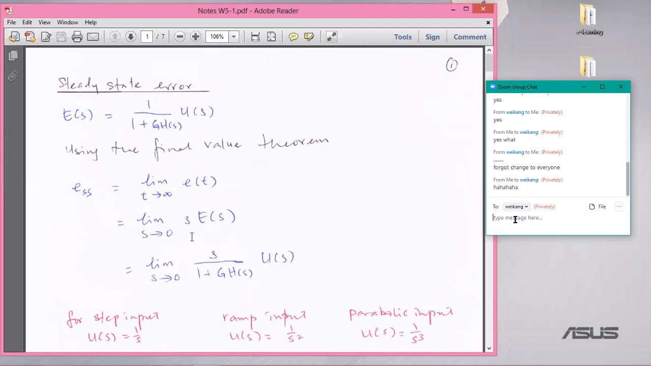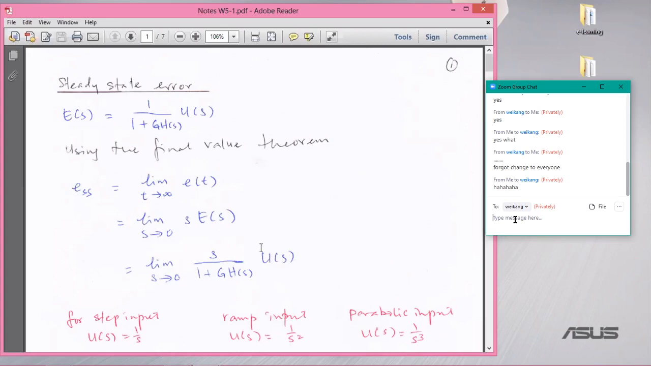We can now substitute E of s by this expression. Just substitute in this definition, and then we get this. This is now the steady state error in time domain. So you take the limit as s approaches 0 and evaluate this expression, and then you will get the steady state error in time domain. You can see here the steady state error is a function of two quantities.